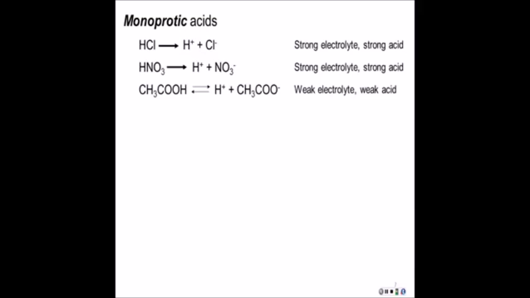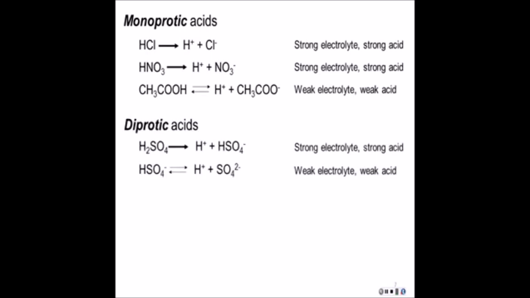Don't worry about the formulas. You don't have to memorize these acids at all. You notice that the acetic acid is weak. We can tell by the double arrow. Okay, but they're only donating one proton. So we have monoprotic, then we could have diprotic.